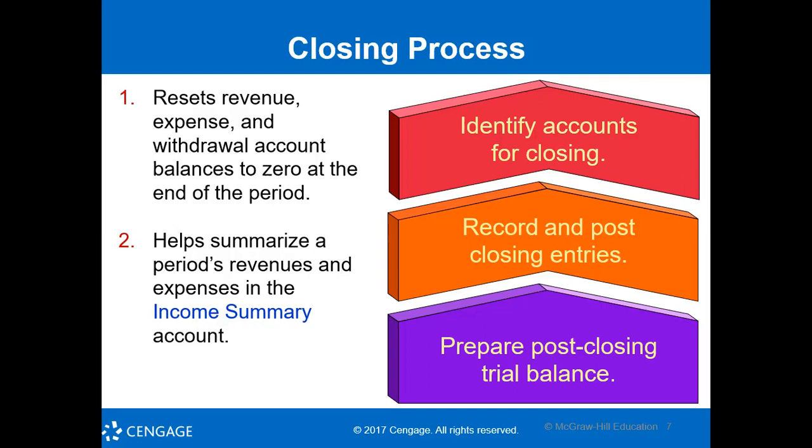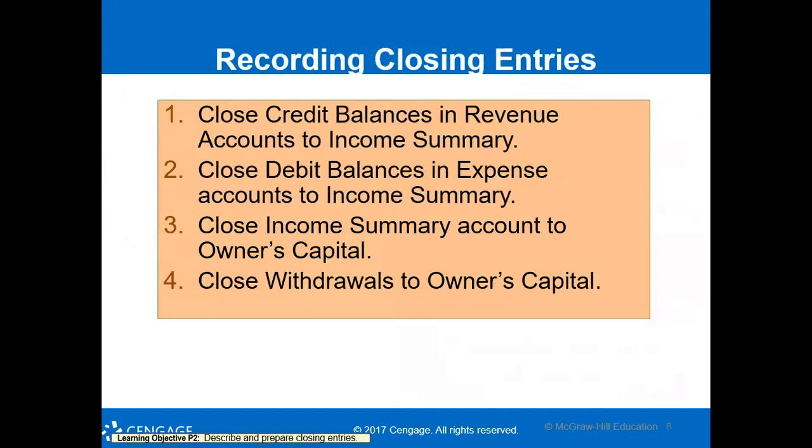Again, we're going to see examples of these, and we're going to get practice with this in class together. Recording our closing entries, there are 4 closing entries that we'll do together. The first one is to close out the revenue accounts. Revenue has a normal credit balance, so to close out our revenue accounts, we're going to debit the revenue.